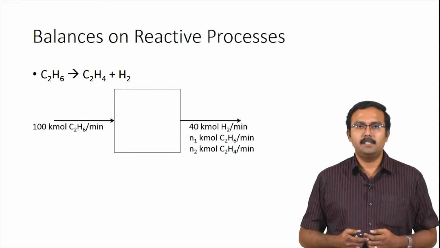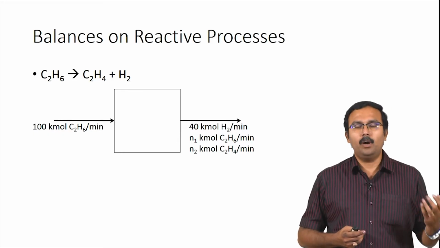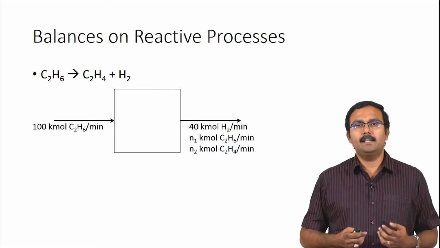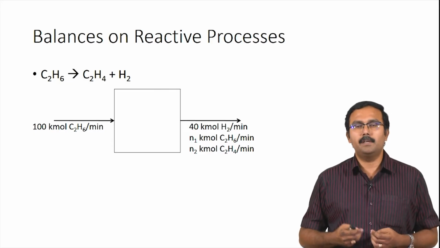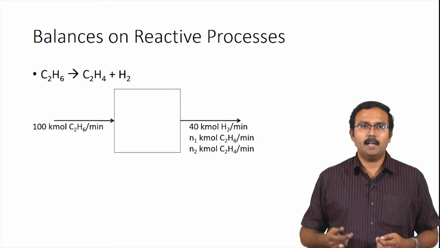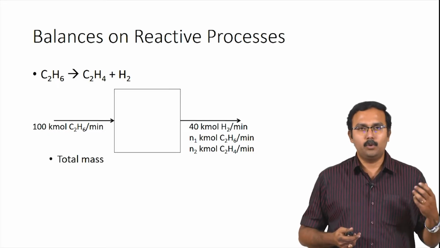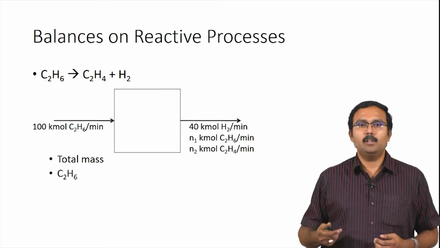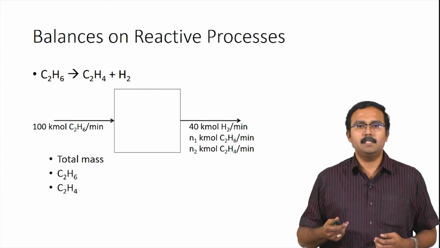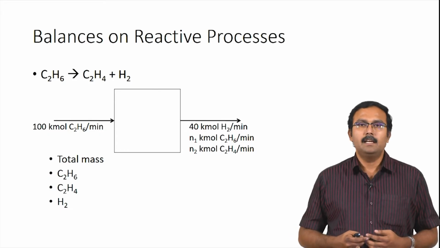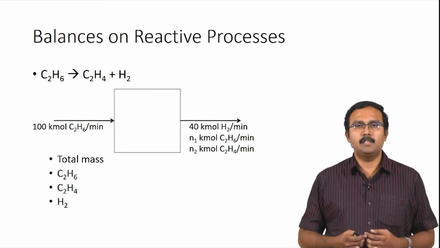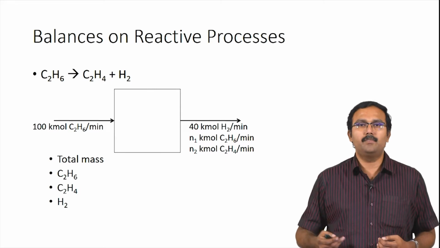Now that we have this system, what kind of balances can we write? When we looked at what are conserved, we identified that the mass of the total substance and the mass of individual components would be conserved. So, we can write the total balance, which is the total mass balance, and we can also write individual component balances, which would be the ethane, ethylene and hydrogen balances. Let us see how these equations would look and how we can solve for N1 and N2.